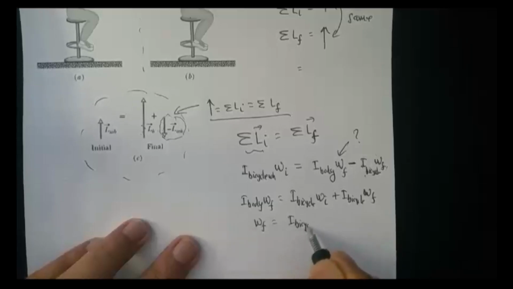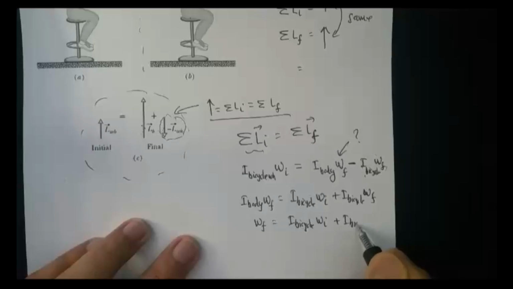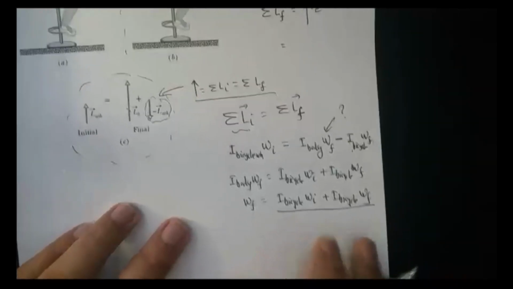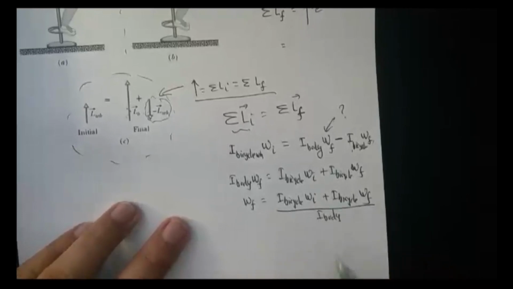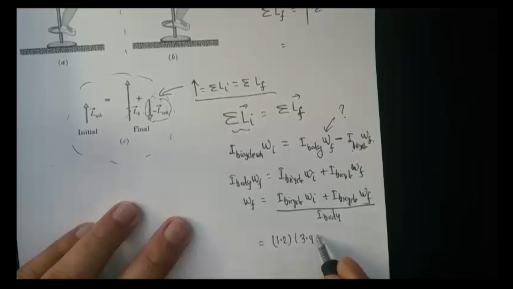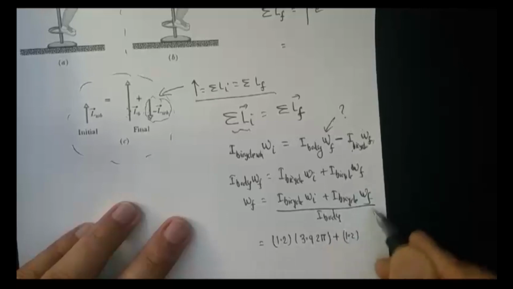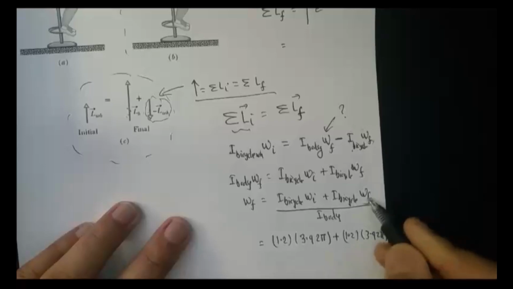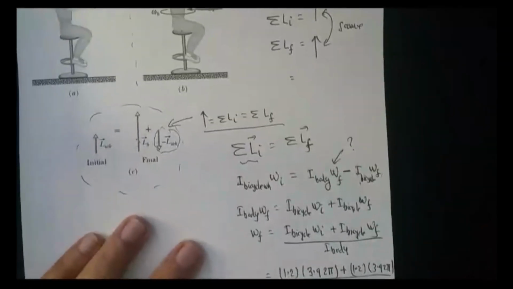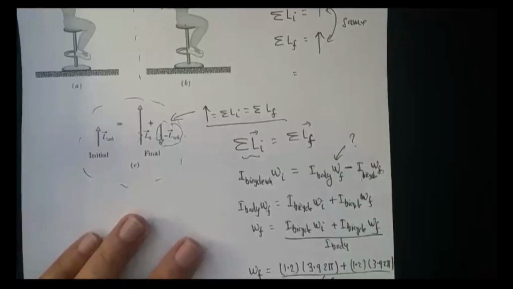and then we're solving this. So omega final equals I bicycle omega initial plus I bicycle omega, divided by I body. Let's put in all the numbers. The bicycle wheel has a moment of inertia of 1.2, and omega initial is 3.9 revolutions per second, so you have to multiply by 2 pi, plus the same thing, 1.2. Its magnitude is the same because he just inverts it, divided by the body's moment of inertia, 6.8. That's given. So that's the final angular velocity once you invert it.